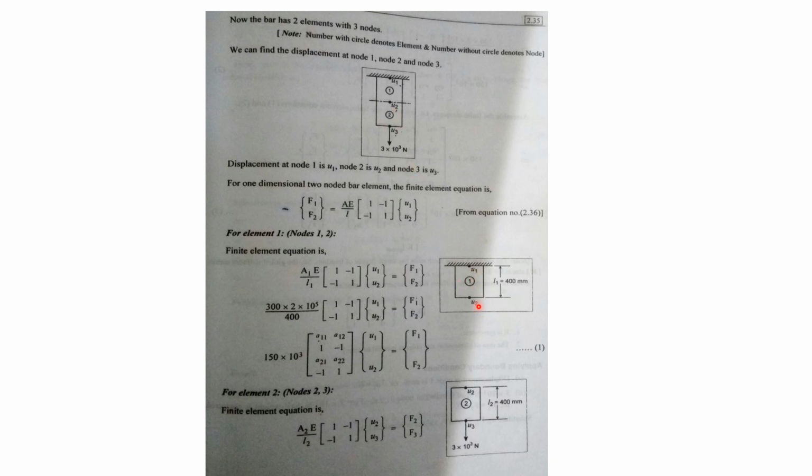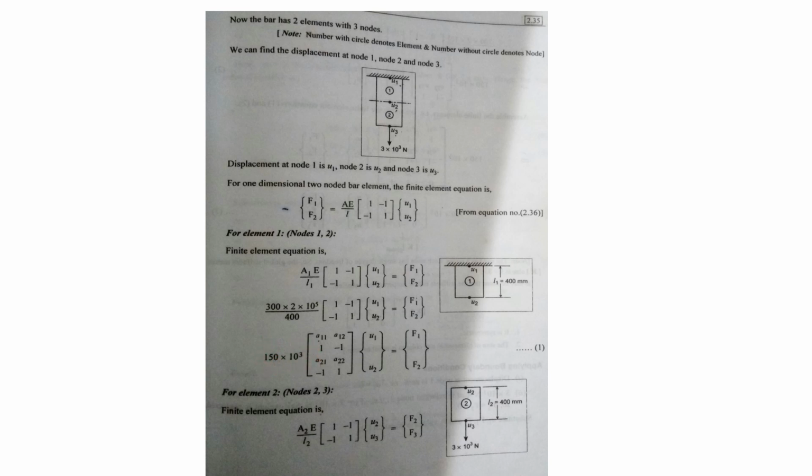U1 and U2 are the displacements, L1 is the length 400. So we will take element number 1, and the finite element equation for element number 1 is here. Substituting the values, A1 E by L1, we get 300 into 2 into 10 raised to 5 by 400. These are the values for element number 1: the matrix 1 minus 1, minus 1 1, times U1 U2, equal to F1 F2 for element number 1. Then simplifying this part, we get 150 into 10 raised to 3.